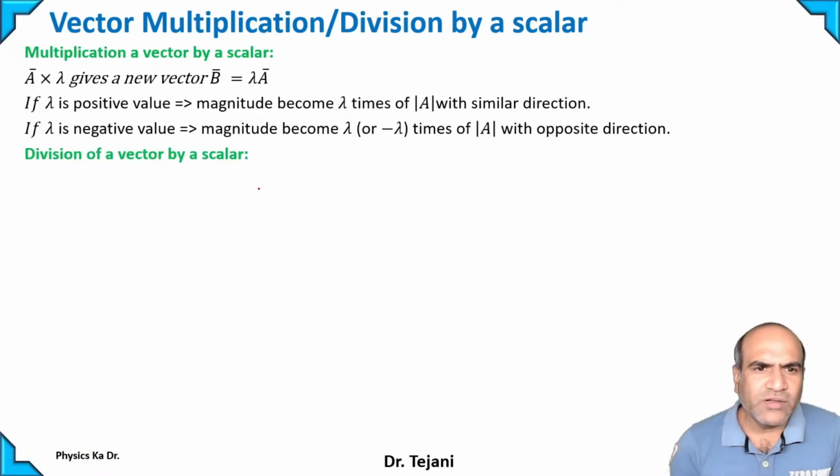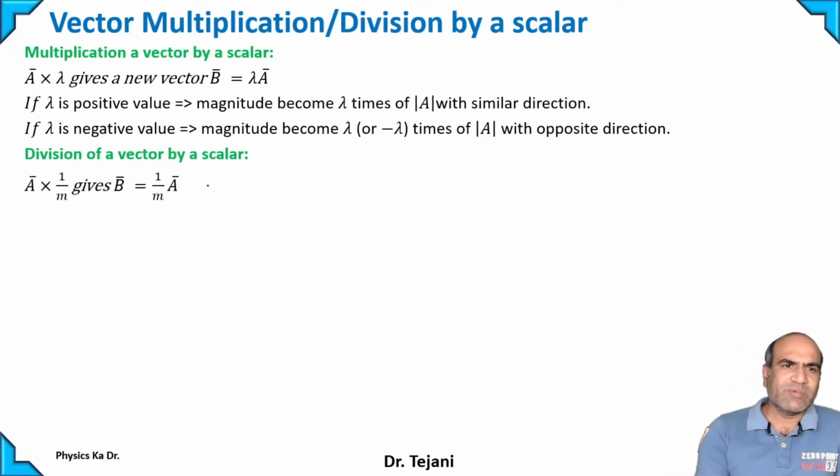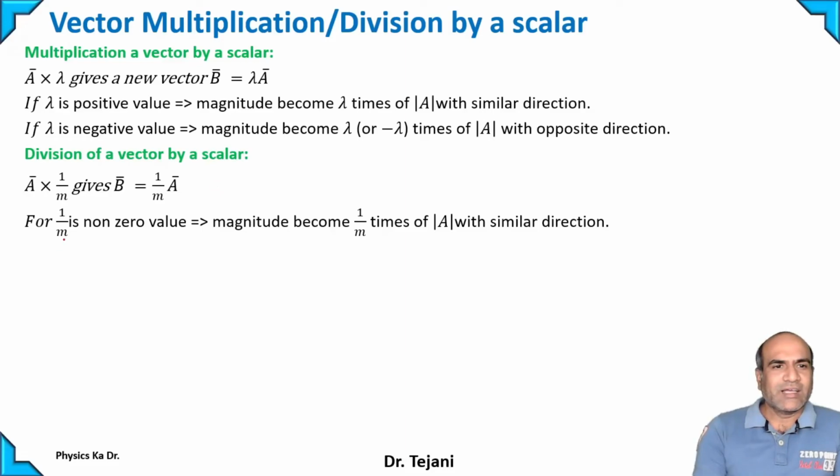Now, division of a vector by a scalar. Similar case here, a multiplied by 1 by m, that is a division. m may be positive or negative, but it should be non-zero. It just divides vector a by m. So in the case of multiplication or division by a scalar, it just magnifies its value.